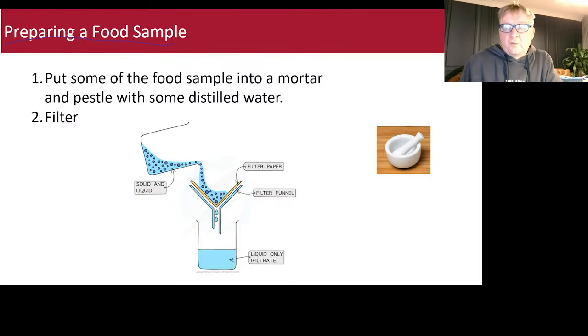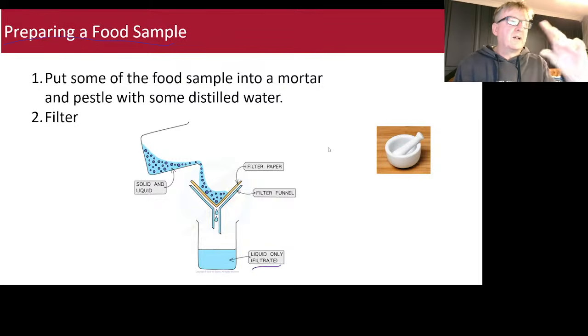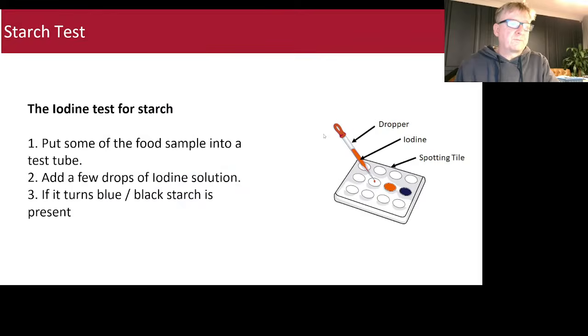Put some of the food sample into a mortar and pestle with some distilled water. Filter it. And then when you get your filtrate out, the filtrate is lovely and clear, and you can do most of your food tests with it. All right, so for a big question on food tests, not just a one-liner, talk about preparing your food sample.